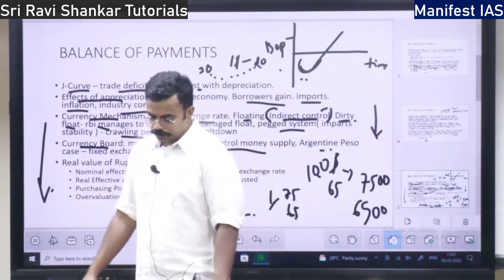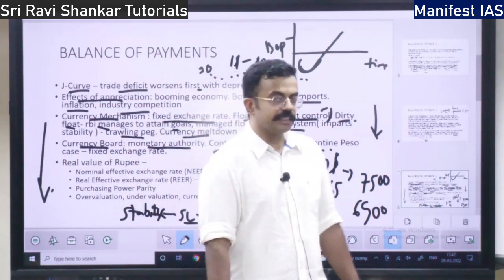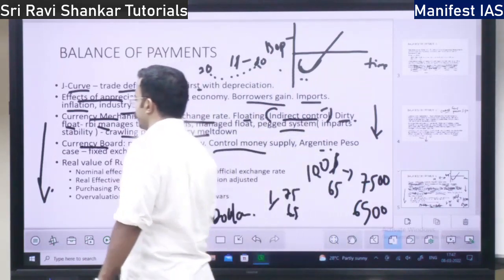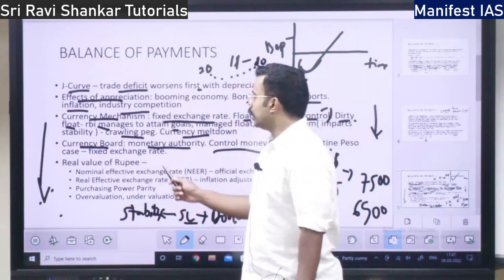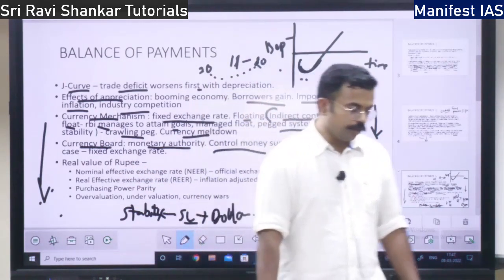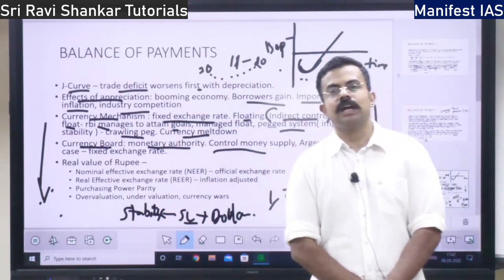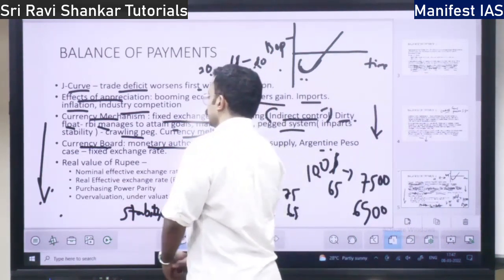Suddenly the currency depreciates. When the currency depreciates, what happens? So Argentina, what does it do? It is going to bring in a currency board. What does this currency board do? It fixes the exchange rate at a particular rate. That is the function of the currency board.